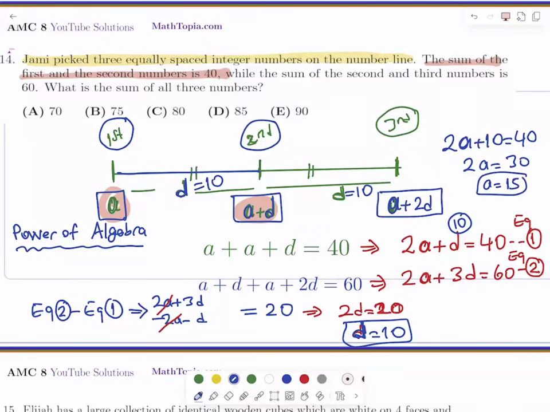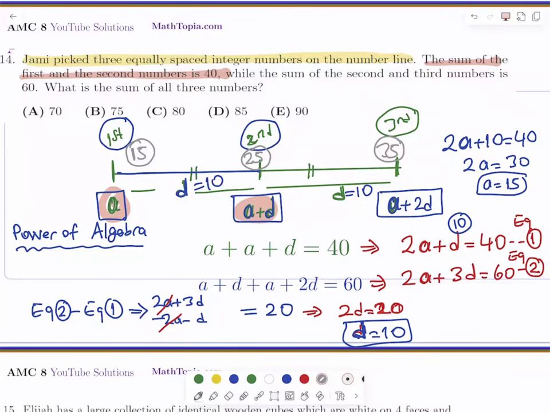So technically, the first number is 15. The second number is 25. You jump 10. You jump another 10. 35. Yes. So then if you add them together, you will get 75. So we have multiple different ways of doing this. But I prefer to use the algebraic notation, and I show all the 7th graders, 8th graders or 9th graders the power of algebra, right? Power of algebraic representation.